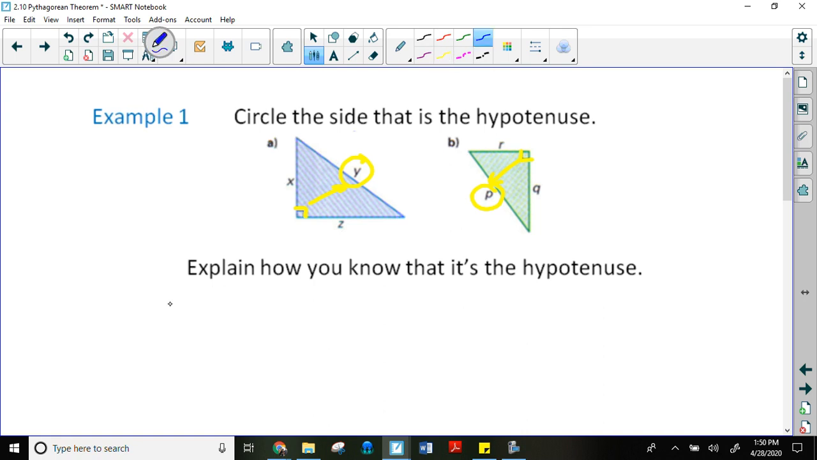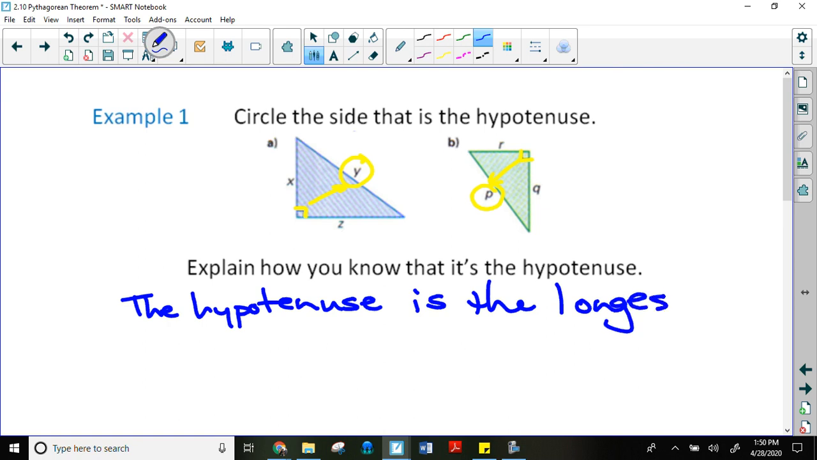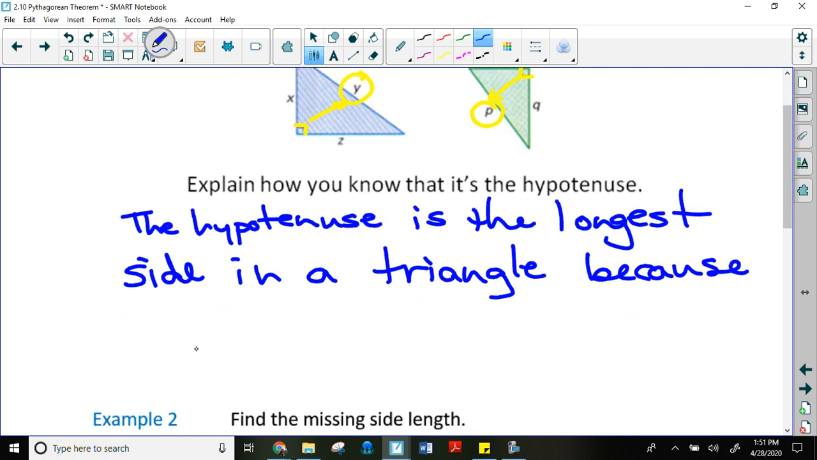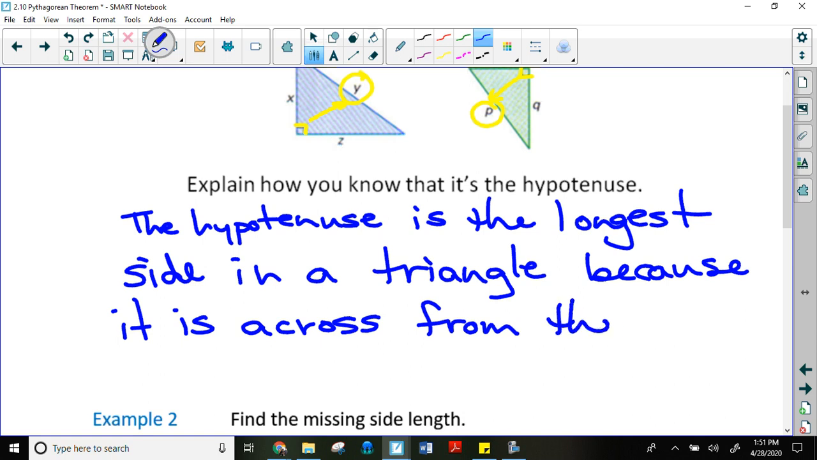The hypotenuse is the longest side in a triangle because it is across from the largest angle. What do I mean by that?